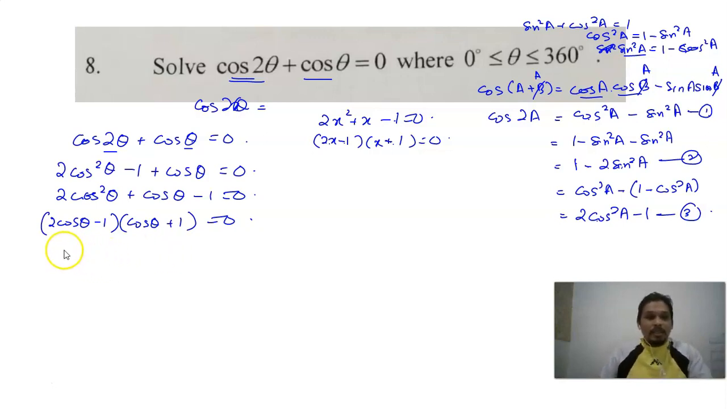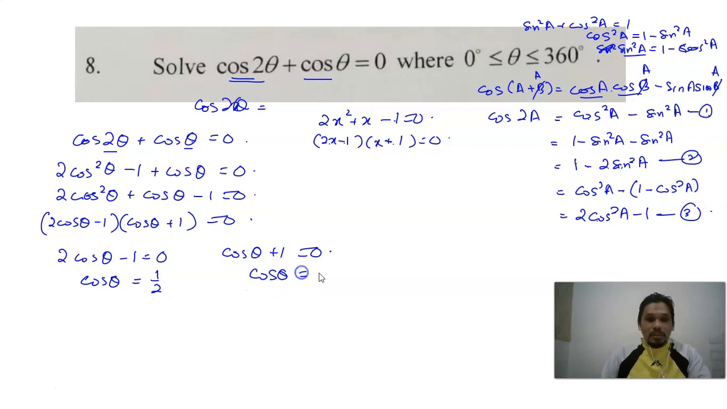Okay, meaning here we got two equations, 2 cos theta minus 1 equal to 0 and cos theta plus 1 equal to 0. Then cos theta equal to 1 over 2, bringing the other side become positive and divide by 2, and cos theta equal to -1.